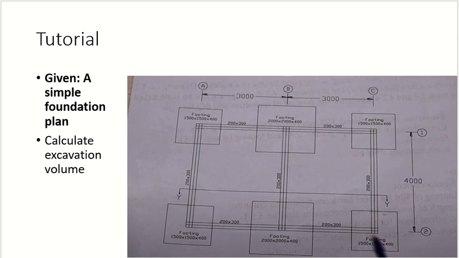We did the excavation volume for this plan. Okay, and we assumed that we have a depth of 1 meter. Okay, and we calculated it for each footing separately. So it was slightly different from the example which we did earlier. How much volume did we get? Tell me.